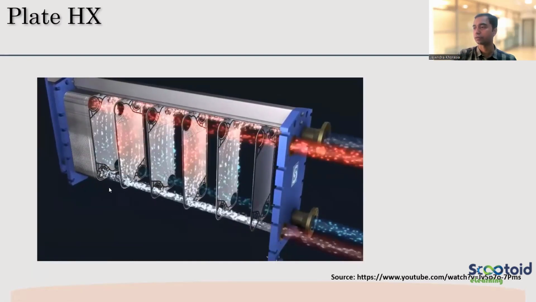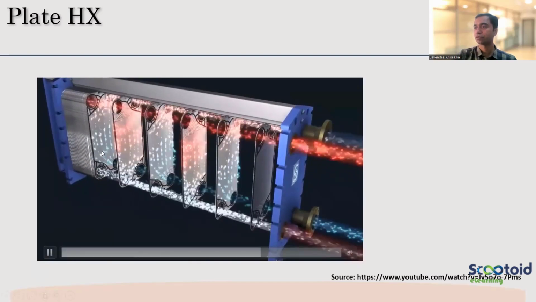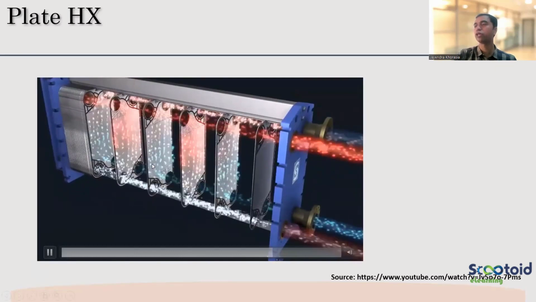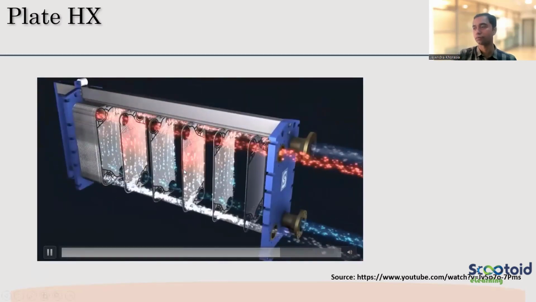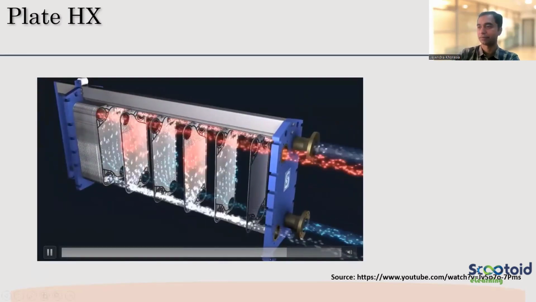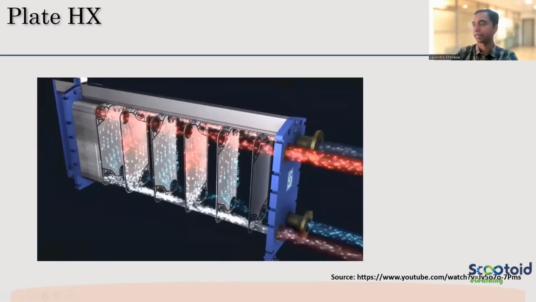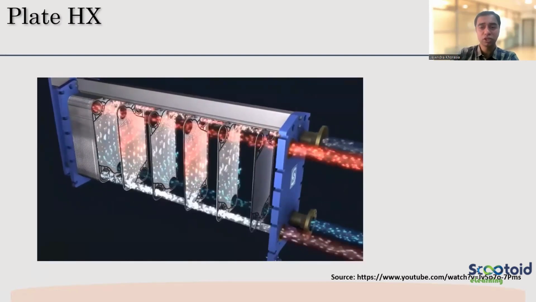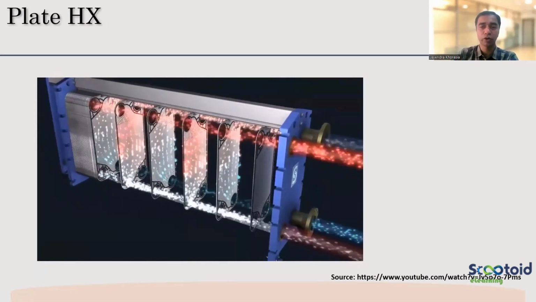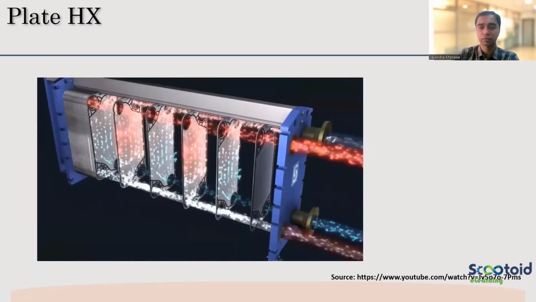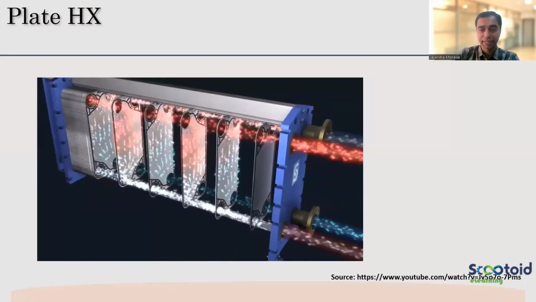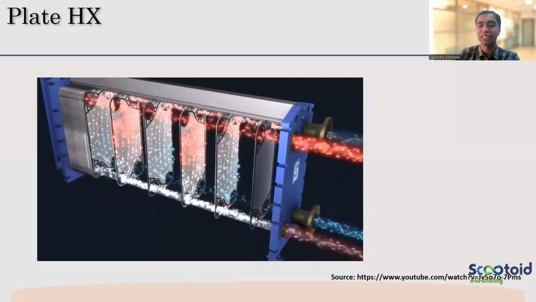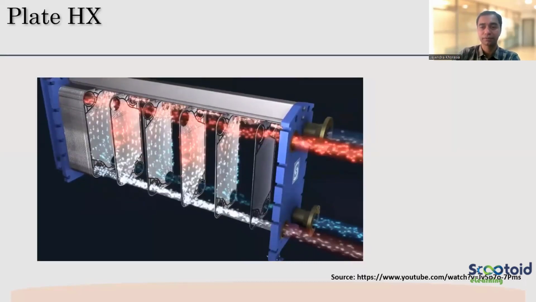So you can see over here, one fluid is on an alternate plate, another fluid is on an alternate plate, cross flow. This is how the heat transfer will take place. So this video we have taken from YouTube. You can also just go and search. Yes, both the gasket shapes are different, to prevent the mixing of the fluid.